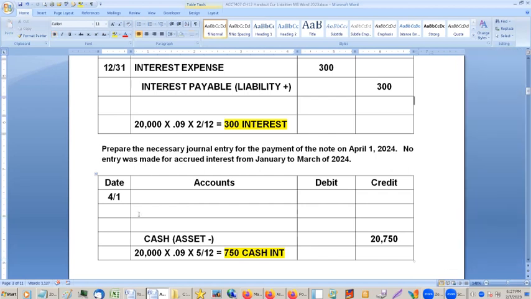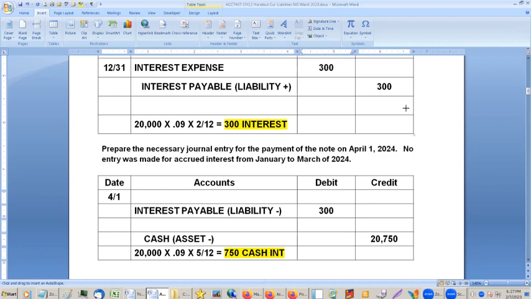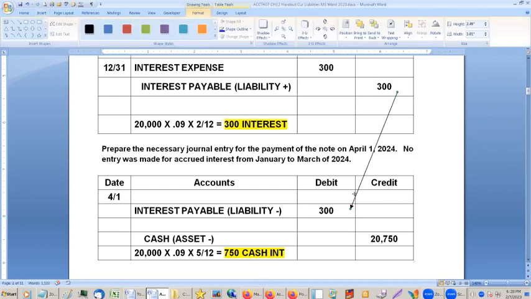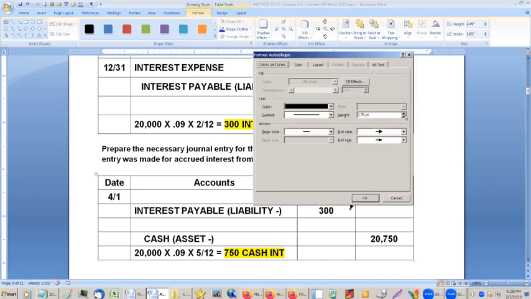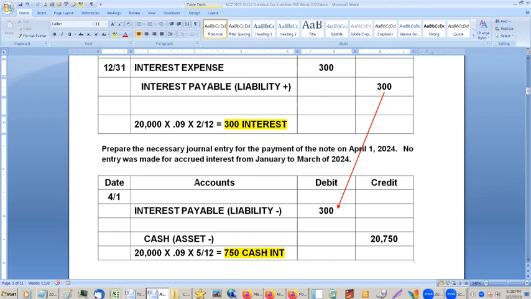Would interest payable go down? Yes, we're gonna have interest payable. We're gonna pay off this 300 that we no longer owe them because now it's included in that 5 months. So we're gonna take that off at 300. Now we owed them the 300. Well, now we just paid that off.